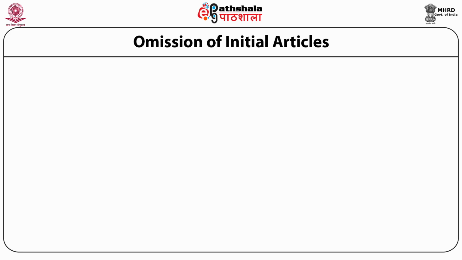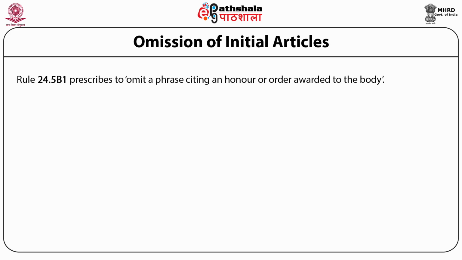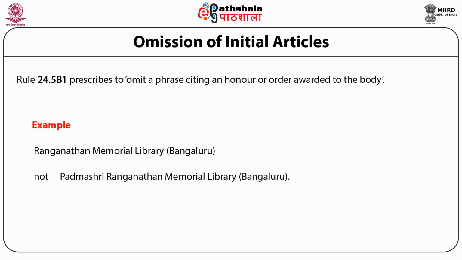Omission of citation of honors. AACR rule number 24.5B1 prescribes to omit a phrase citing an honor or order awarded to the body. For example, Ranganathan Memorial Library, Bengaluru, not Padma Shri Ranganathan Memorial Library, Bengaluru.